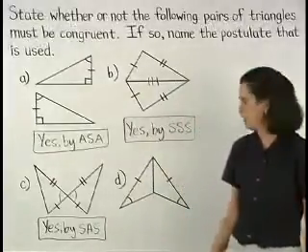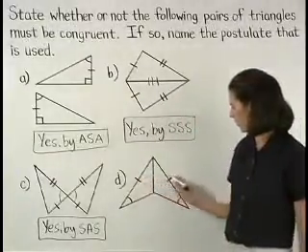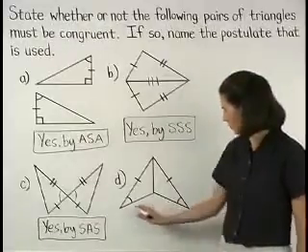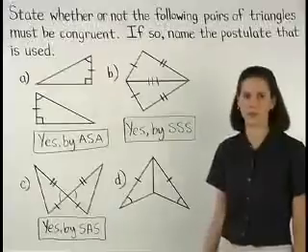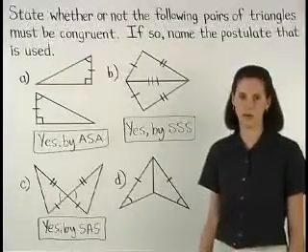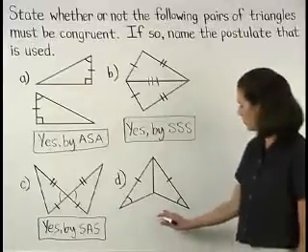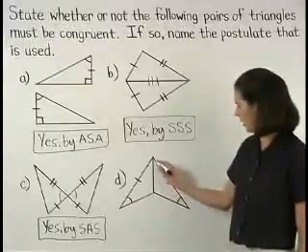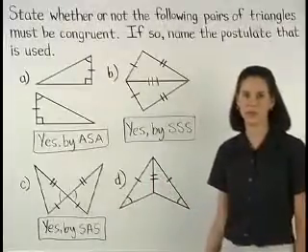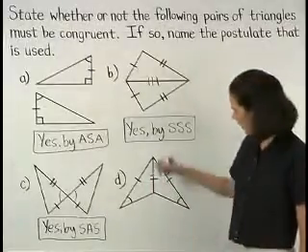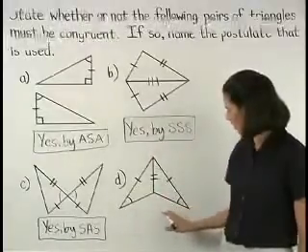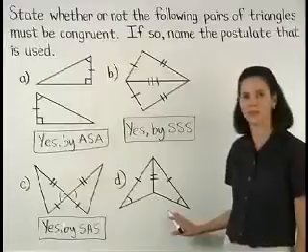In Part D, we have one pair of corresponding sides marked as congruent and a pair of corresponding angles marked as congruent. So we need a third pair of corresponding parts. Notice that these triangles share a side, so we can mark this side as congruent to itself. So we now have two pairs of corresponding sides and a pair of corresponding angles.